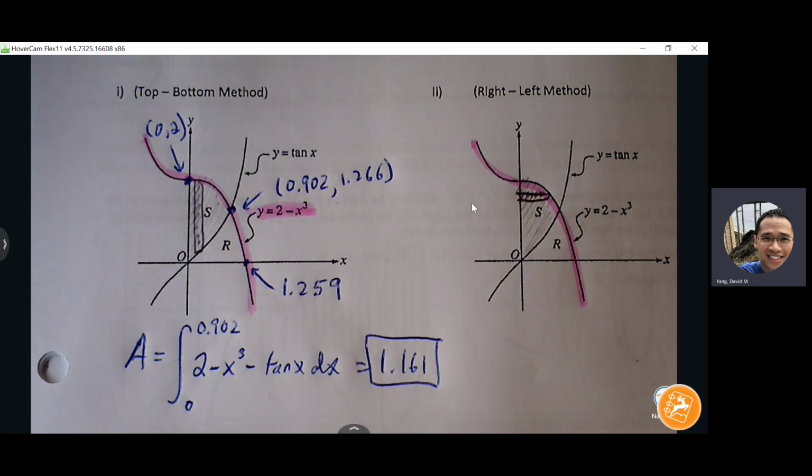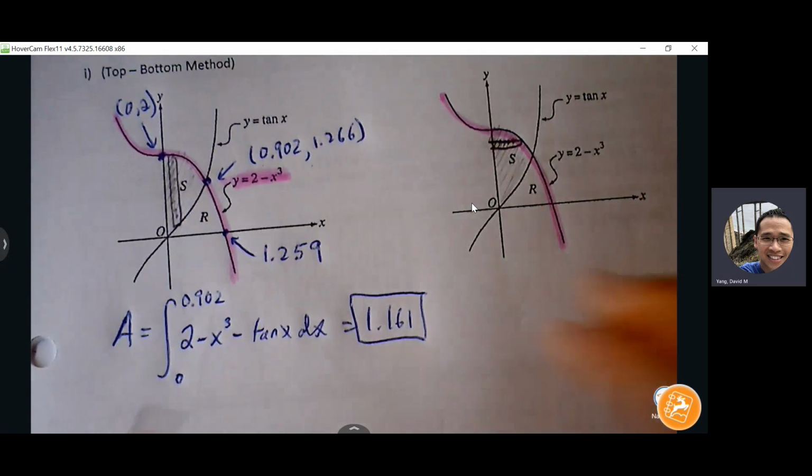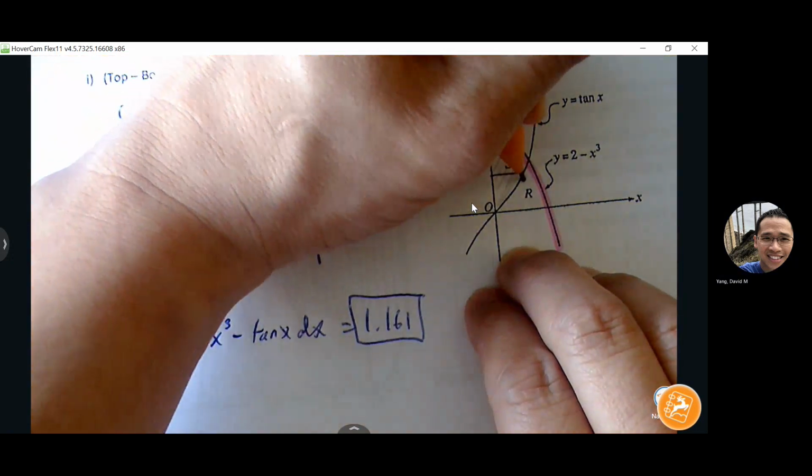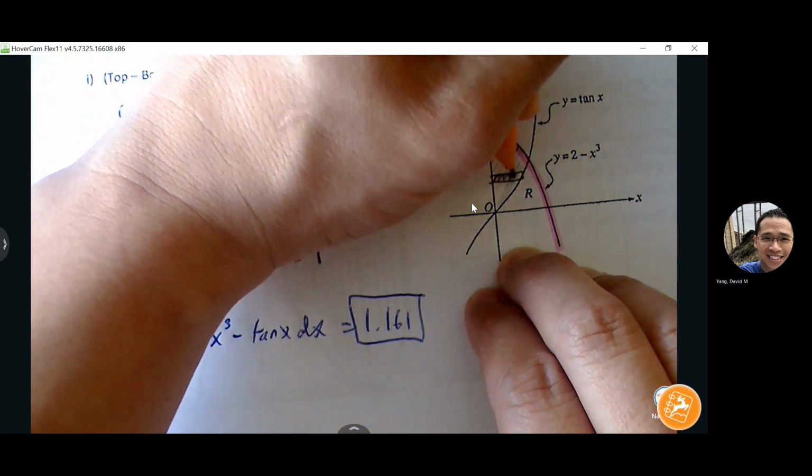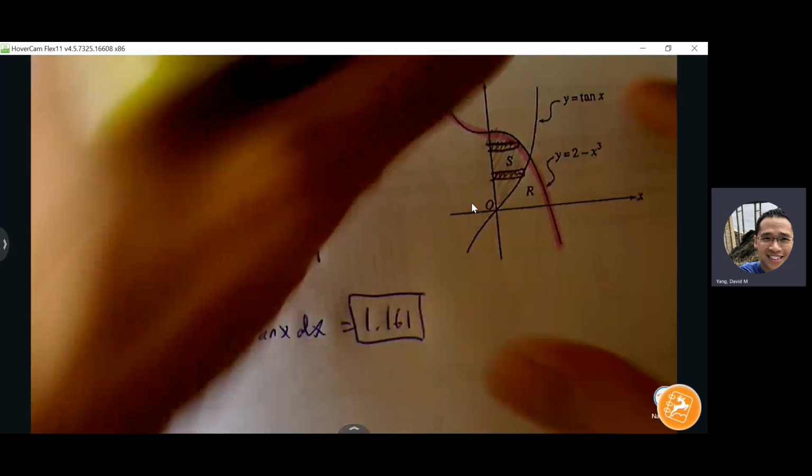Okay, so now let's say we're stacking horizontal rectangles instead of vertical rectangles. As you can imagine, these horizontal rectangles stack from the lowest to the highest region of region S. What do you notice? Are the rectangles all hitting the same graph all the way through? There's a change, right? So I'm going to use a different marker here.